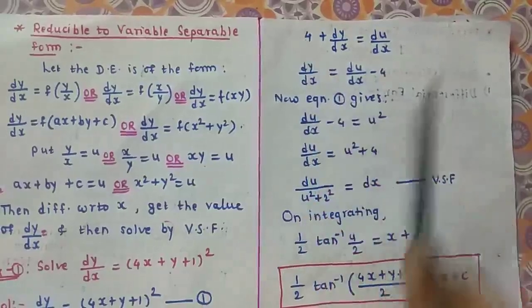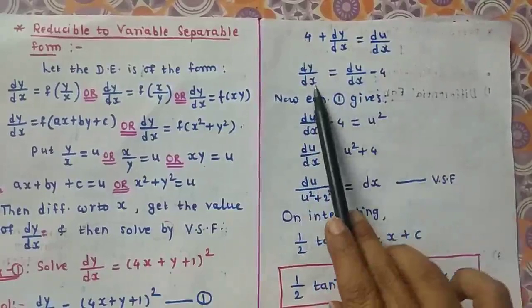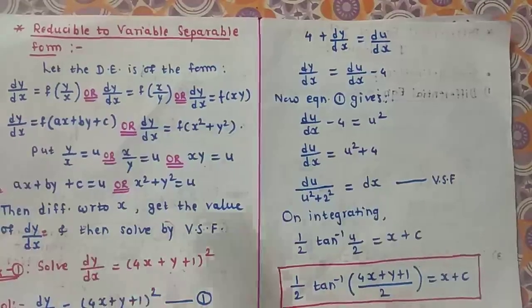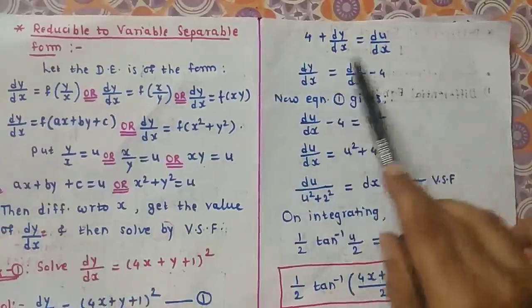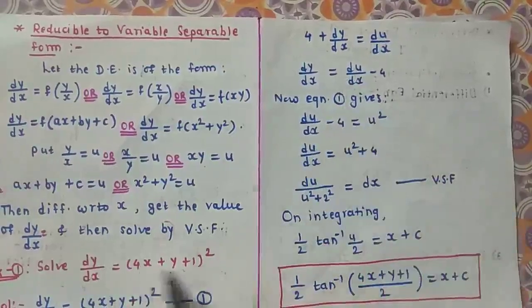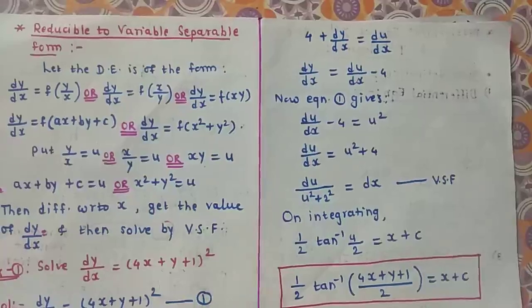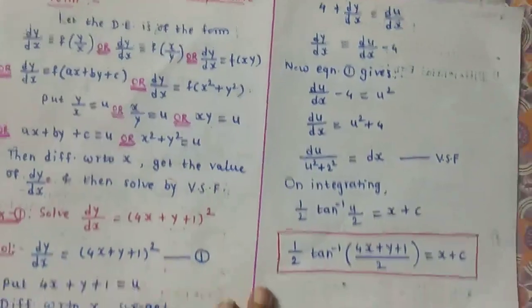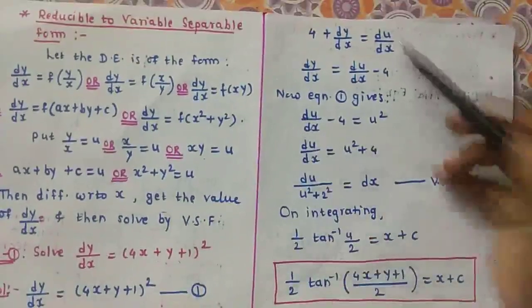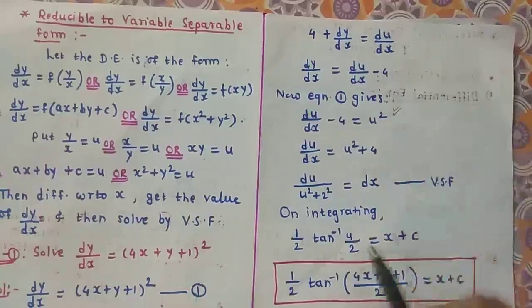We just shift this 4. Now we substitute this value in our given differential equation. Also we replace 4x plus y plus 1 by u, so the given differential equation reduces to: instead of dy by dx we write du by dx minus 4, equals the square of 4x plus y plus 1, but 4x plus y plus 1 is replaced by u, right? Hence the equation becomes this form, it reduces to this form.